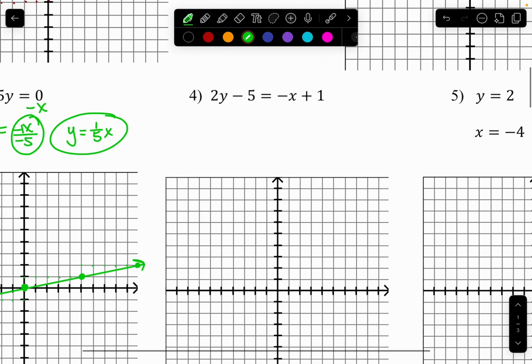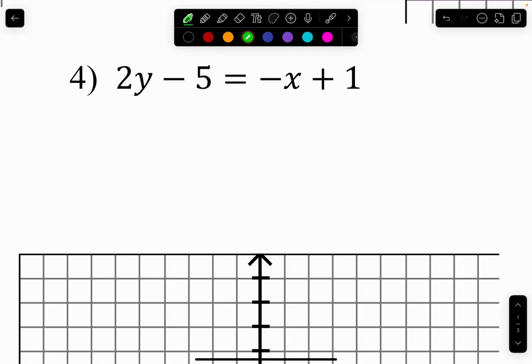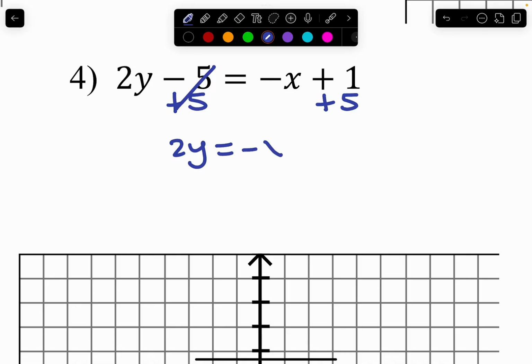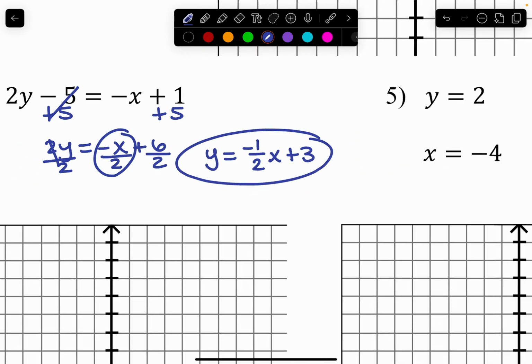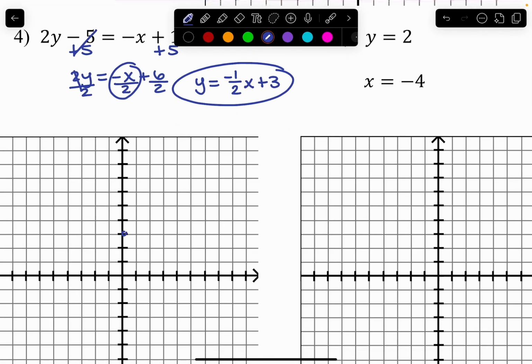Okay. Come over here. This is not really in any form, but I am going to go ahead and make it into slope-intercept form. Divided by 2. We have this issue again here. Okay, so we've got y equals negative 1/2 x, and then 6 divided by 2 is 3. I'm moving fast, so if I make a mistake, I apologize.